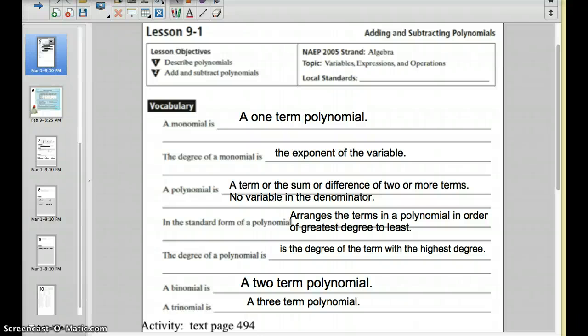Welcome to lesson 9.1. We're describing polynomials and then adding and subtracting polynomials. We've got a bit of vocabulary here. I'm going to go through it pretty quickly. Again, pause this video at any time if you need to catch up with any of the notes.